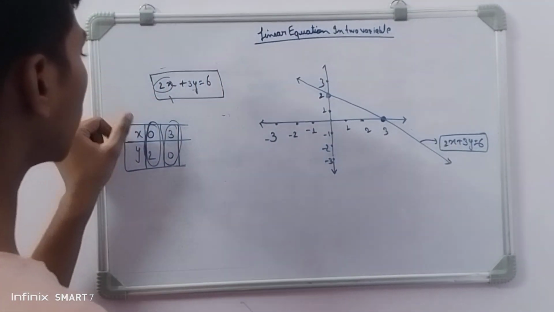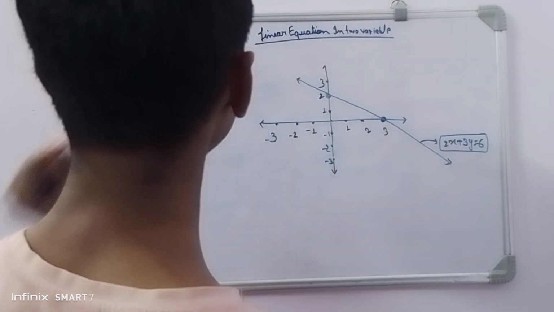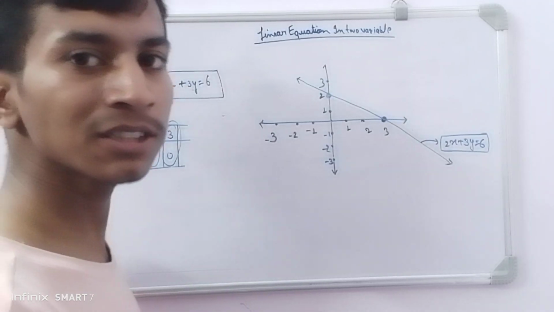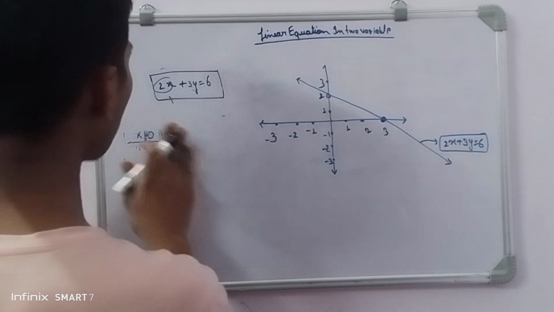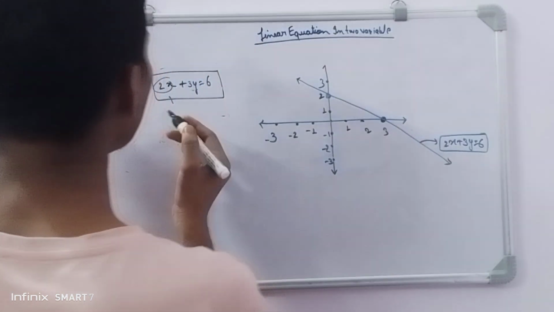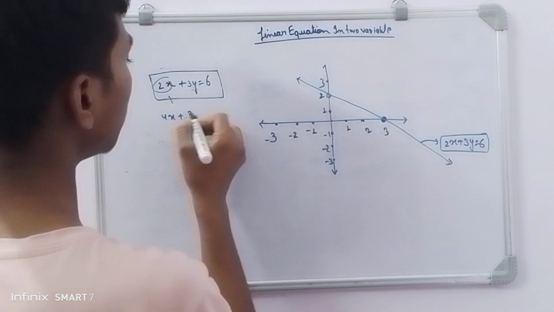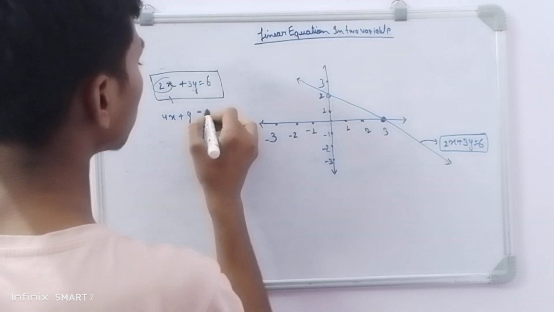You have to find the values of x and y and put them into the equation which satisfy it, and then you are able to construct the graph. On this basis we have the condition of solubility. Let's suppose we have this equation, and let's suppose we have another equation, 4x plus y is equal to 7.